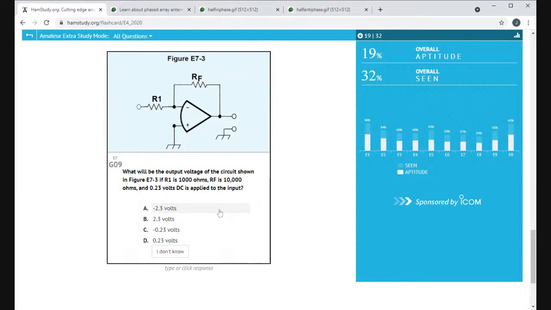What will be the output voltage of the circuit shown in figure E7 if R1 is 1,000 ohms, RF is 10,000 ohms, and 0.23 volts DC is applied to the input?